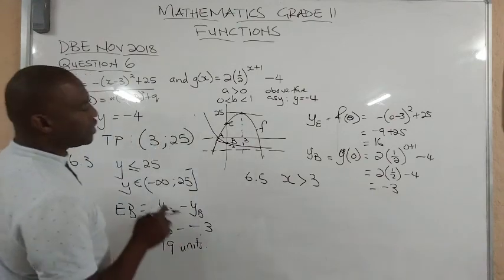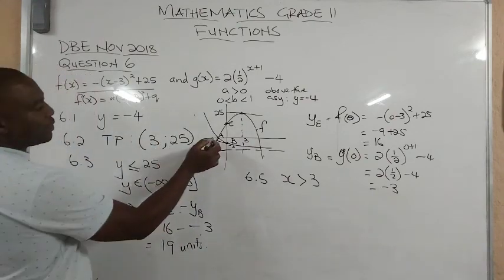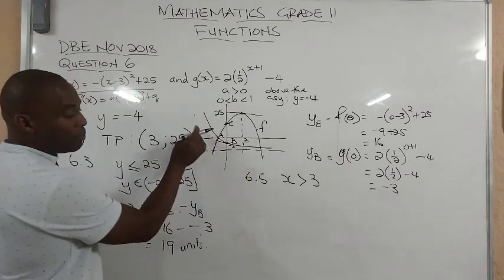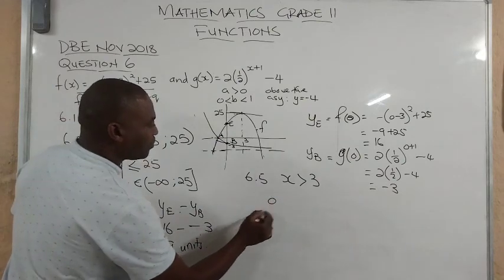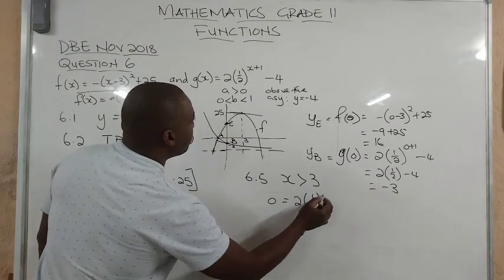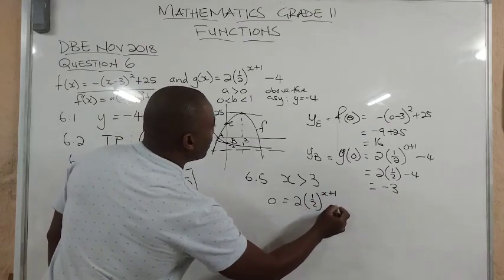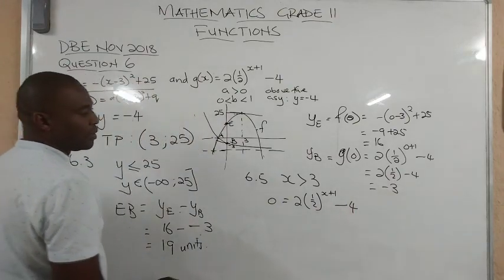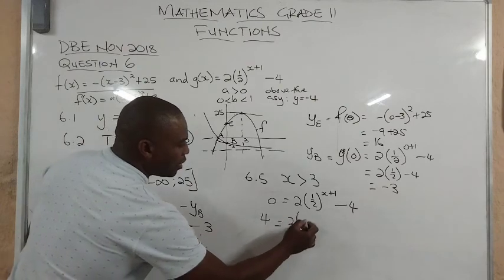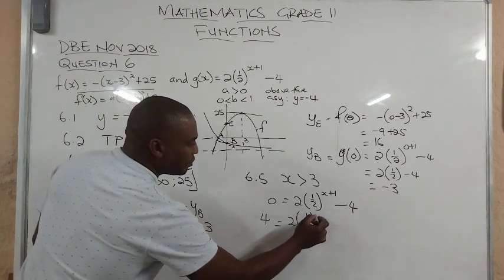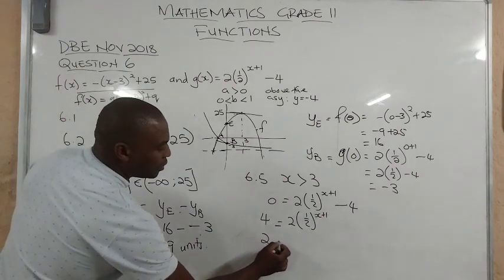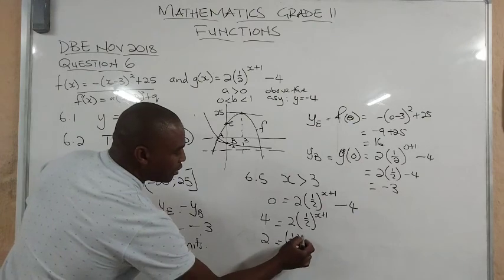Let's use g of x to find the x coordinate there. So we are saying g of x will be 0, that is the x-intercept. So 0 is equal to 2 times (1/2) to the power x plus 1, minus 4. So we can bring the 4 this side, that is 4 is equal to 2 times (1/2) to the power x plus 1. Then we divide by 2, so 2 will be equal to (1/2) to the power x plus 1.